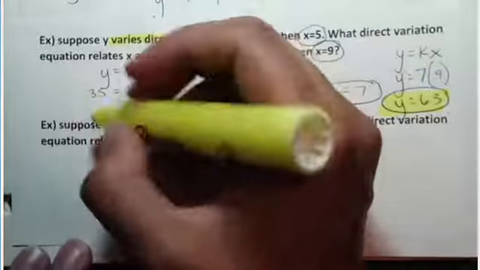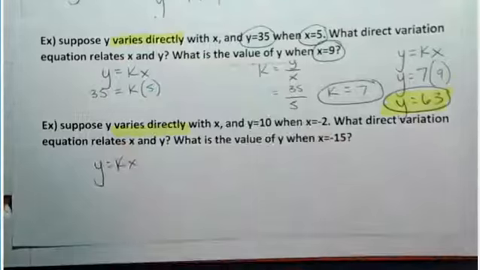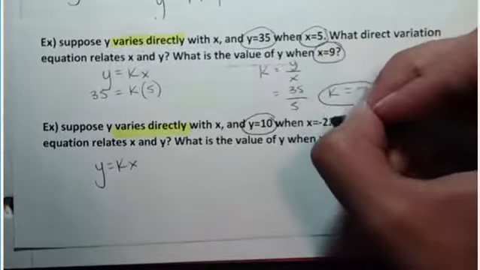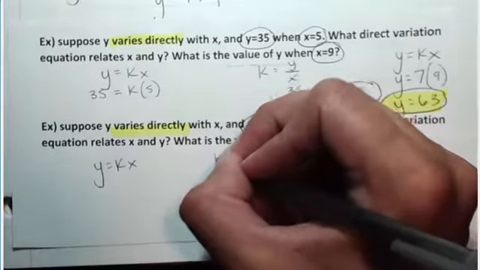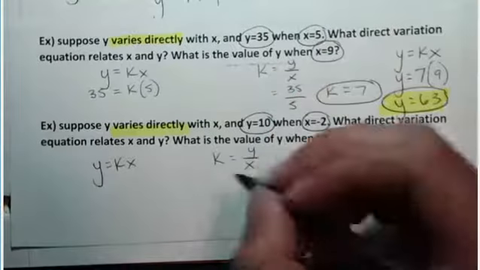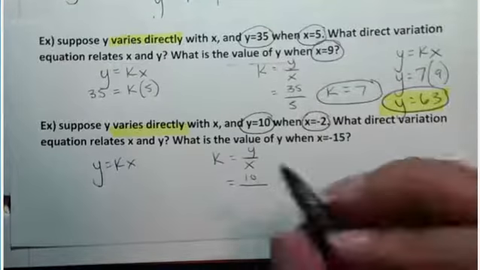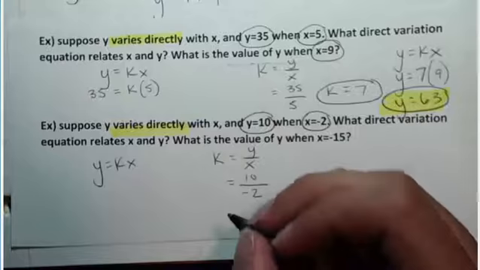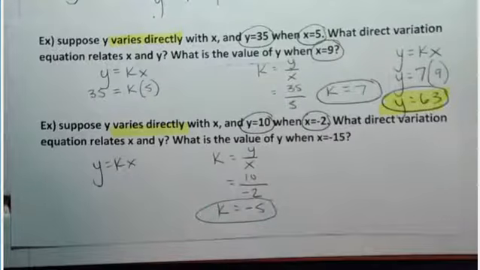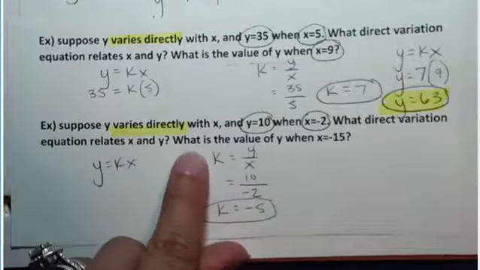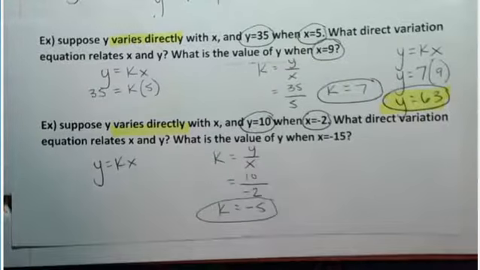Suppose y varies directly with x, so I know my equation here is y is equal to kx. And they'd say when y is 10, x is negative 2. So we want to figure out what the k is. So k is y over x. I have 10 over negative 2, which leaves me with k is equal to negative 5. So the constant is negative 5. Now they want me to do the next step. What is the value of y when x is negative 15?